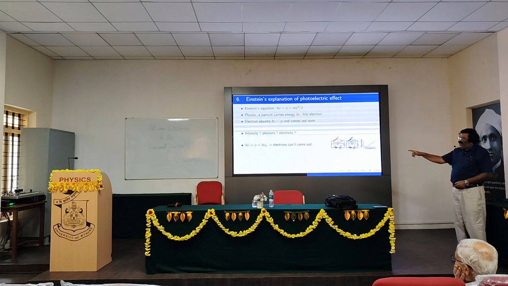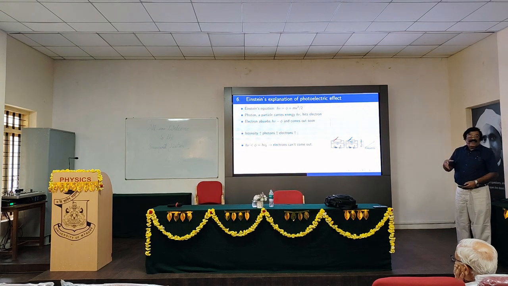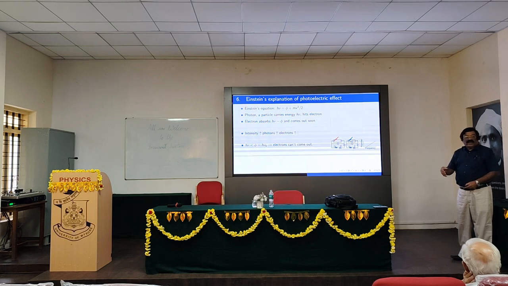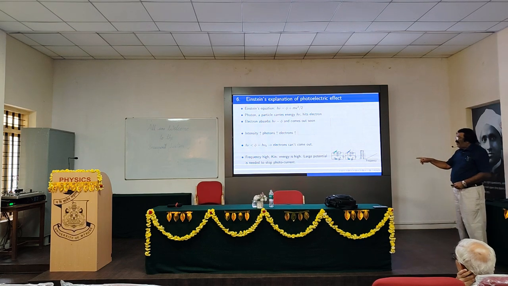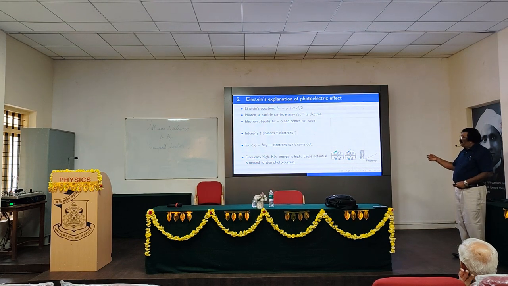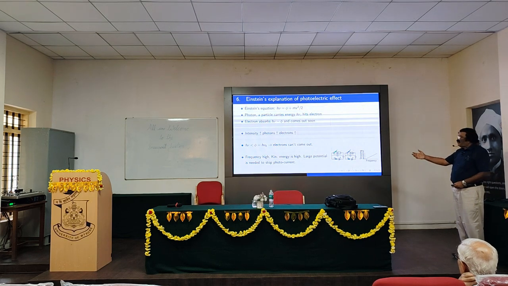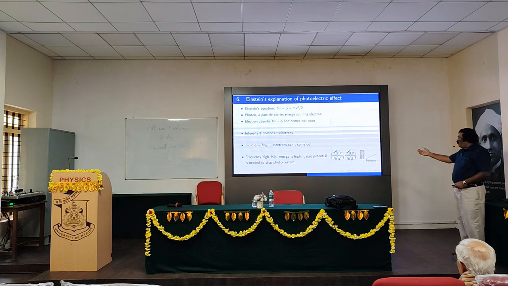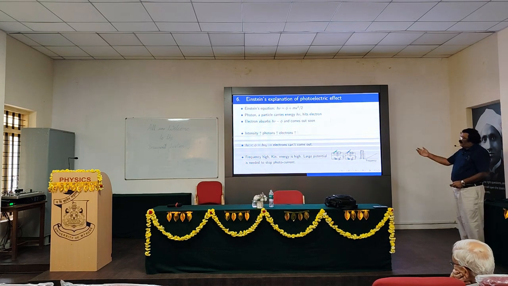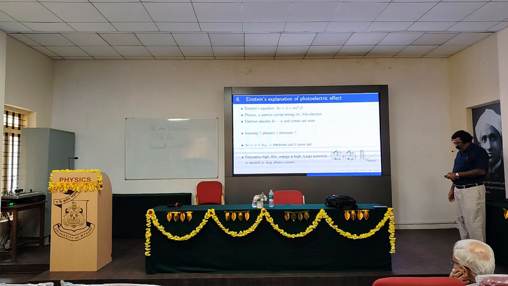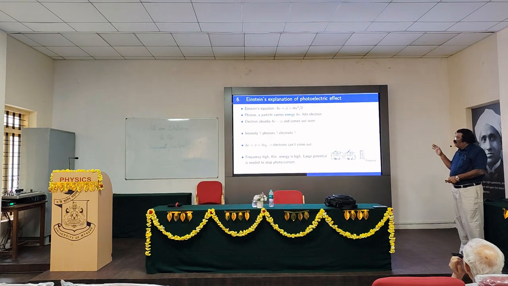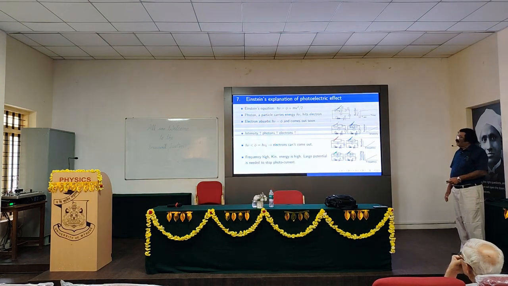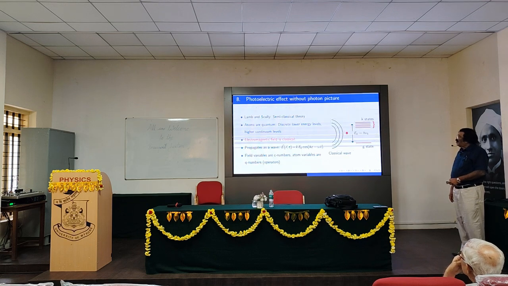h nu less than phi means the energy of the light is not enough for the electron to come out of the metal. Therefore, electrons don't come out. When frequency is high, the kinetic energy of the electron will be high, because as soon as the work function is overcome, all that additional energy given by light is used for moving. So electrons move with higher kinetic energy, therefore you need a large potential to stop the photocurrent. This is the particle nature used by Einstein to explain the photoelectric effect. So these are the 4 things.